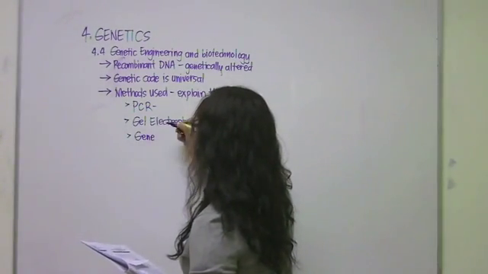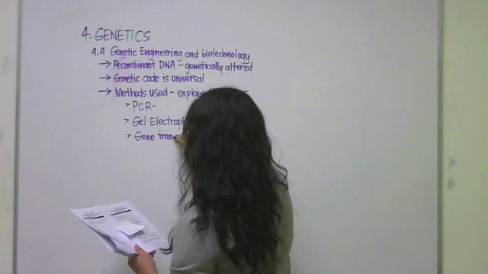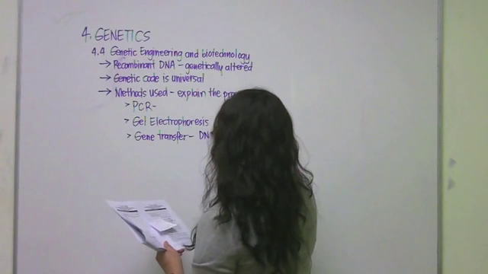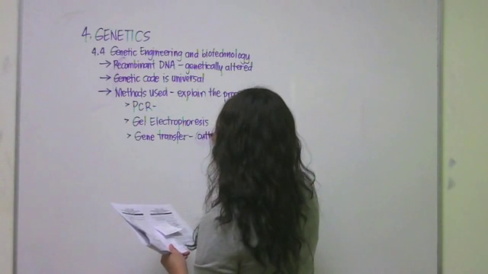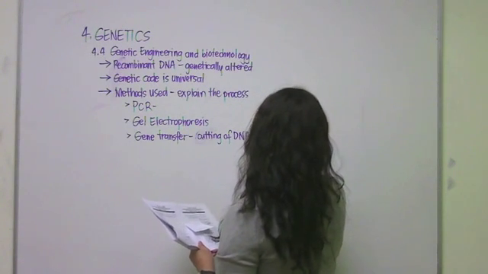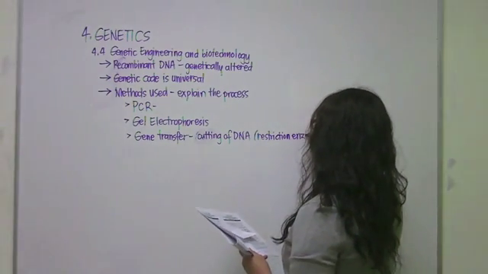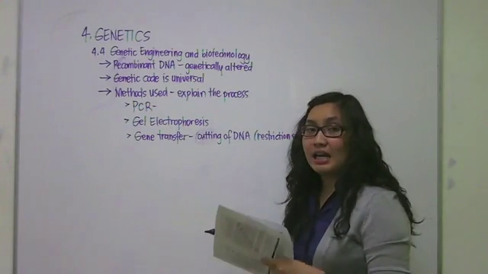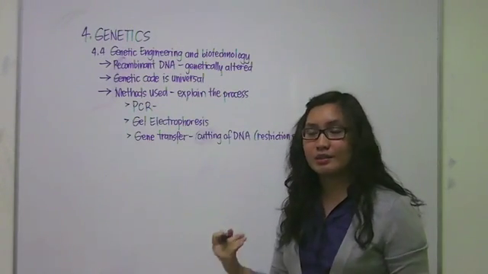We are also able to use methods under gene transfer, wherein we're able to cut DNA using restriction enzymes. In the case of restriction enzymes, there are several types, and these enzymes cut the DNA strands at a specific point, producing blunt ends or sticky ends.